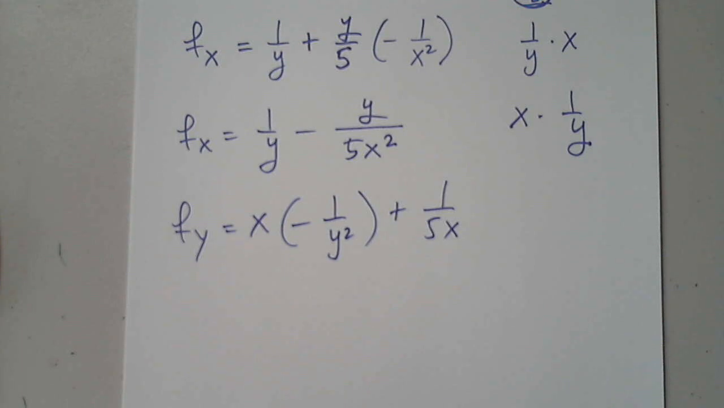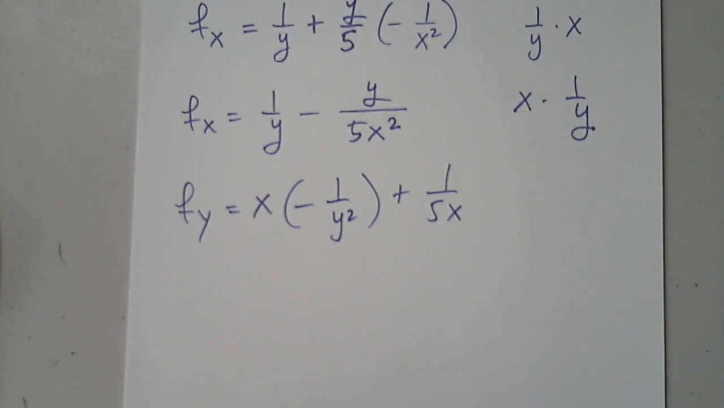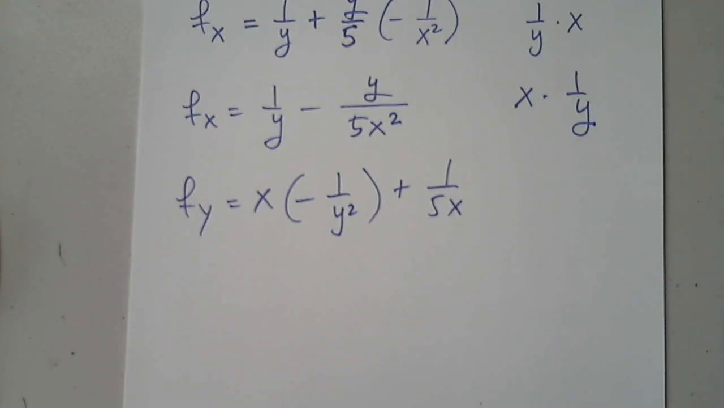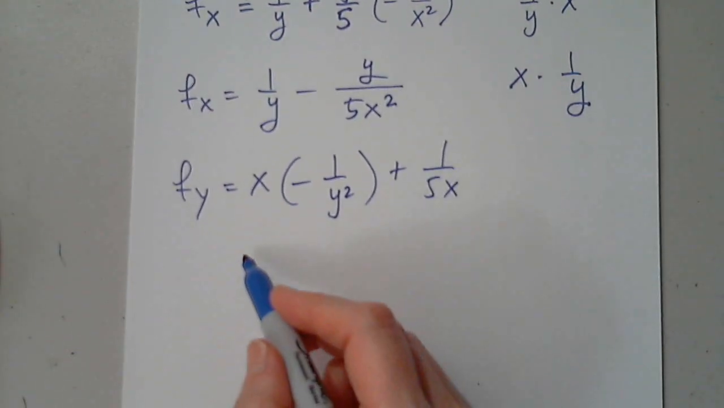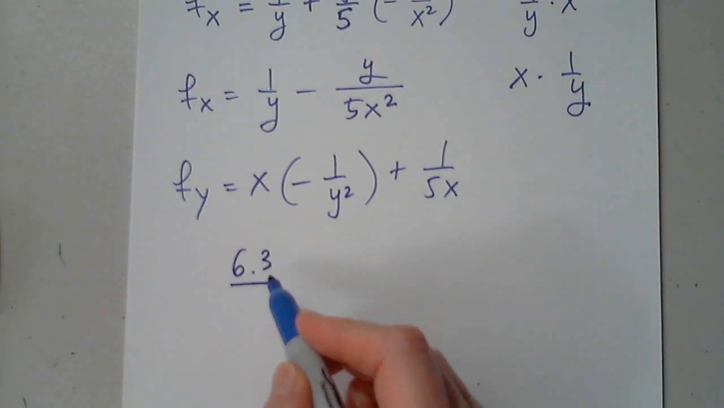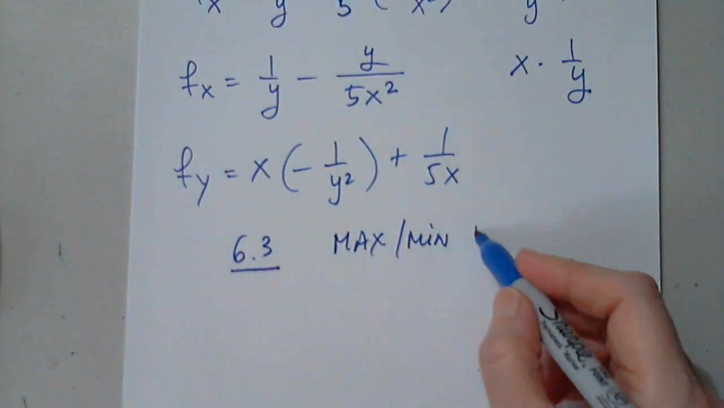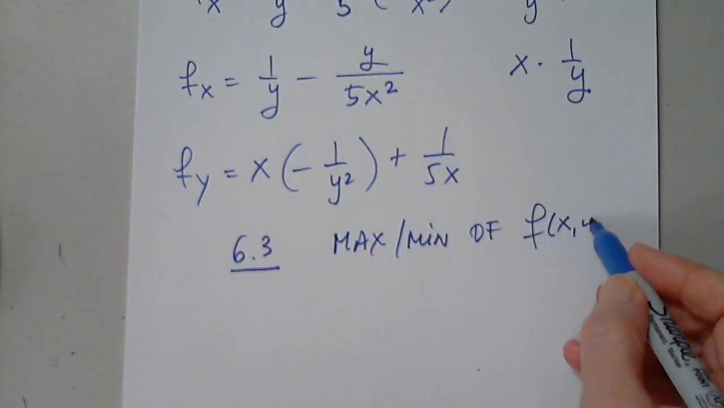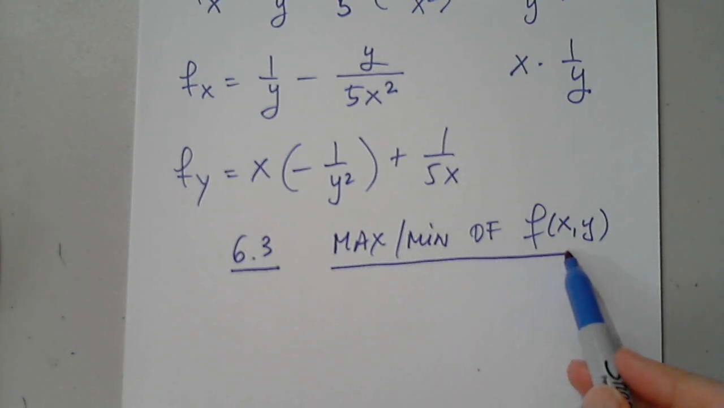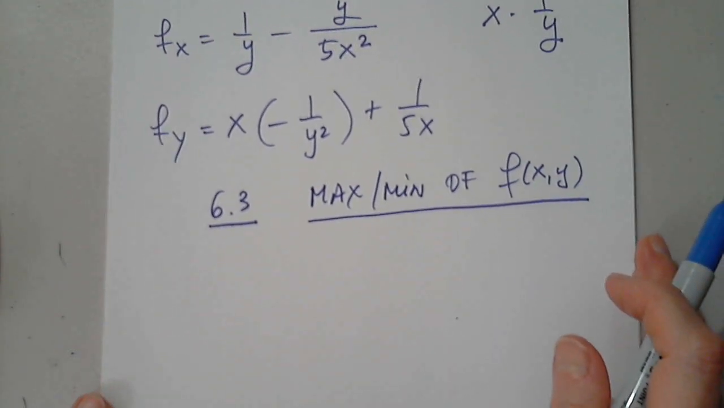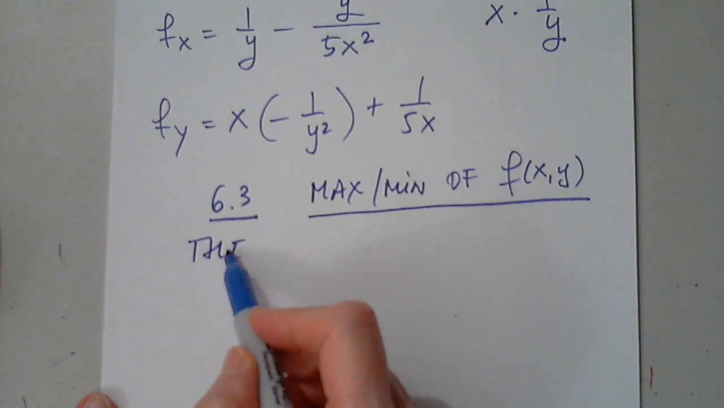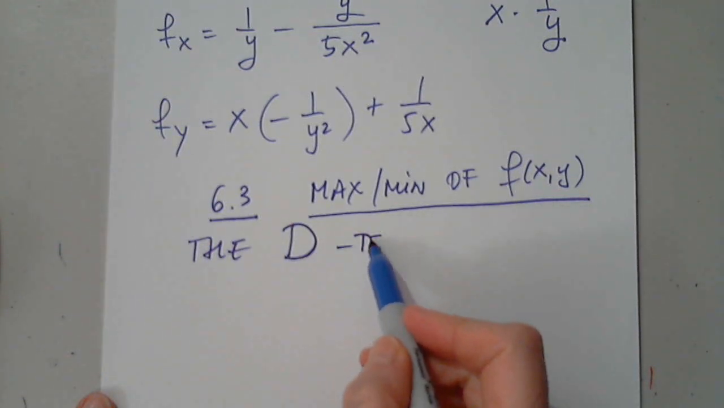I know I only have 3 minutes left from today. I just want to explain something, and I'll stop as I have to in 3 minutes, I promise. Which is the last section, which is 6.3. How to find the max and min of such a function f of x comma y. How do I find that? There is a procedure. It's called the D test.